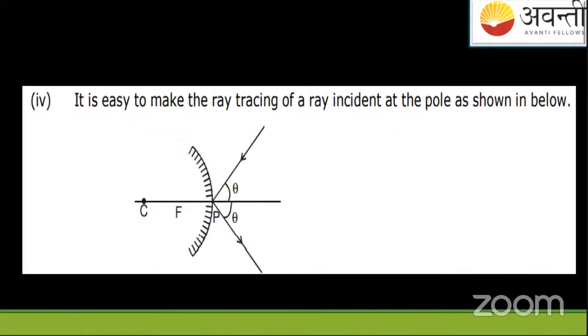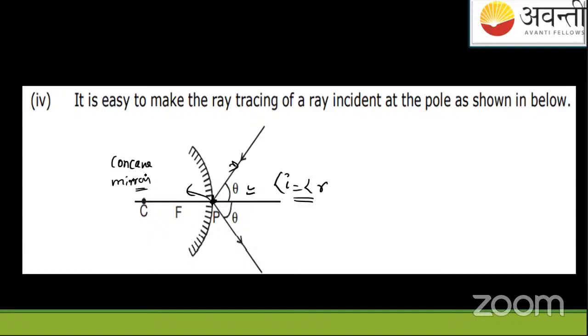So this is the point: it is easy to make ray tracing of a ray incident at the pole. This was the 4th rule. If a ray strikes the pole at some angle theta, by the laws of reflection, i equals r. Suppose I'm treating this as the point of incidence of the incident ray. If I consider this part of the mirror, it is behaving as a concave mirror.